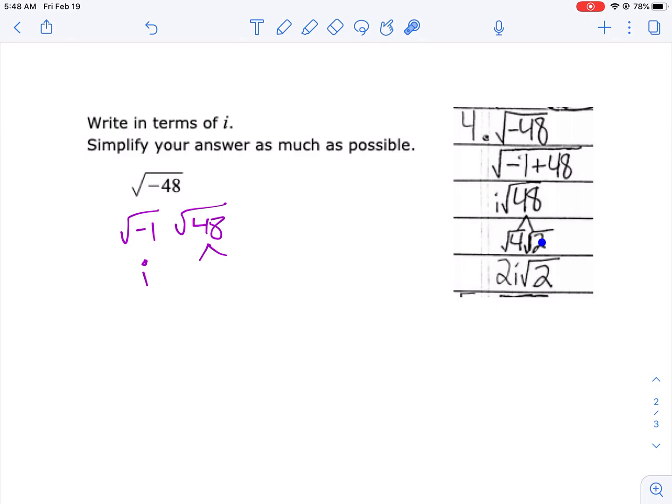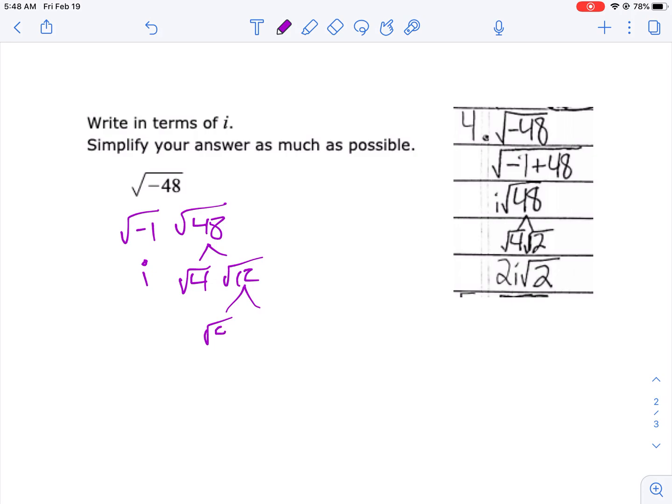4 times 2 is not 48. 4 times 2 is 8. You're right, 4 does go into 48. It goes in there 12 times. I don't know if you made a careless error and put 2 instead of 12 or what you were thinking. Now, we're still not done here because 4 goes into 12 again, doesn't it?